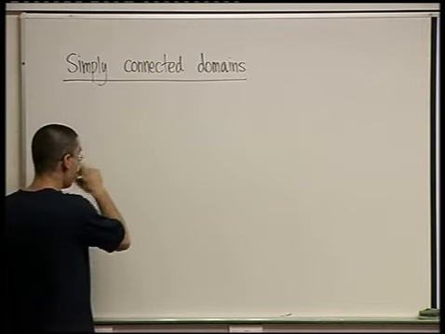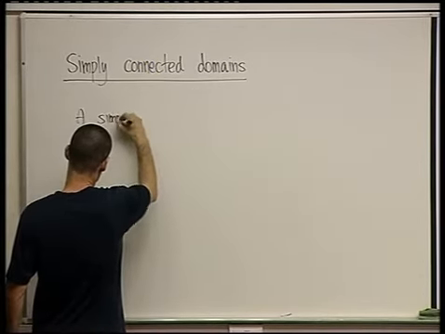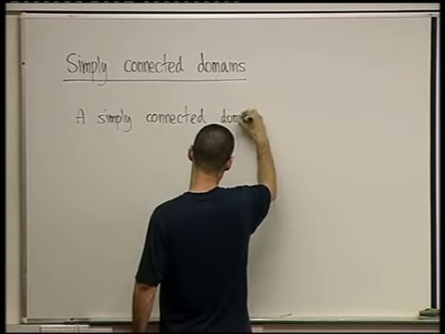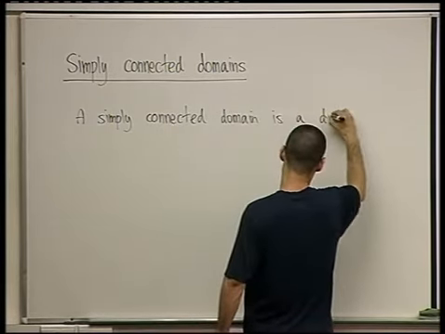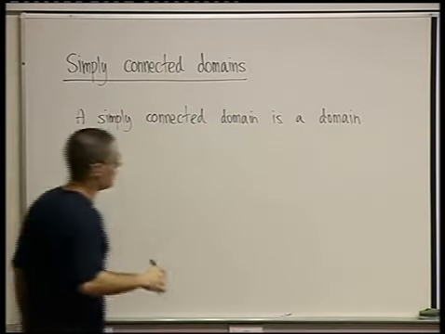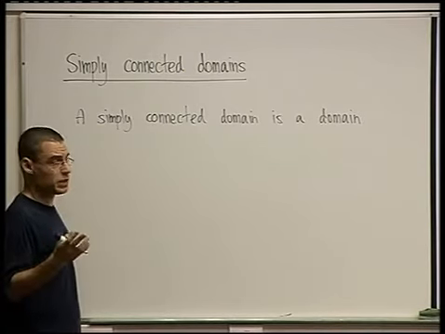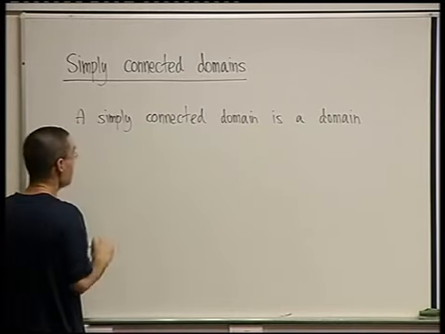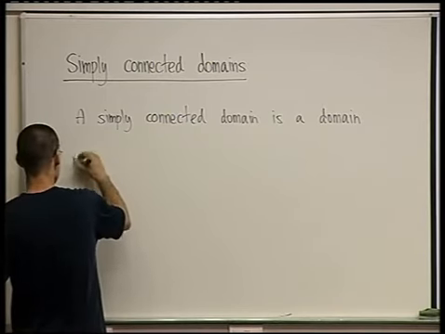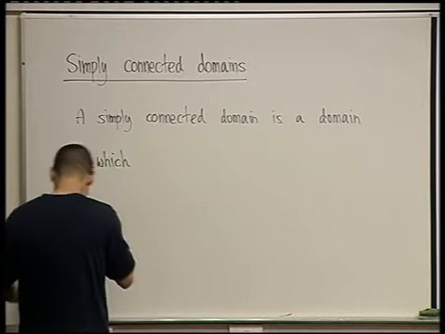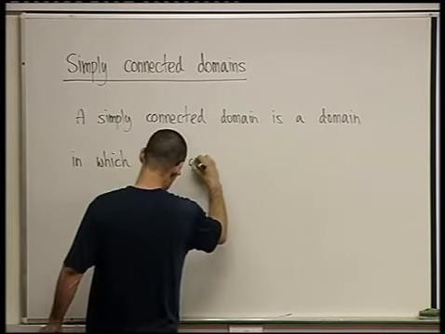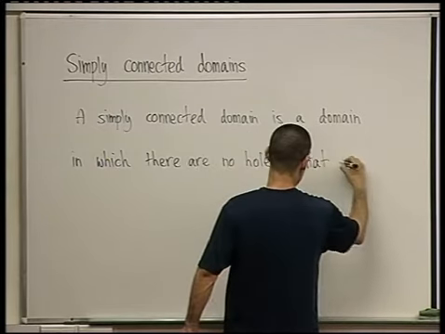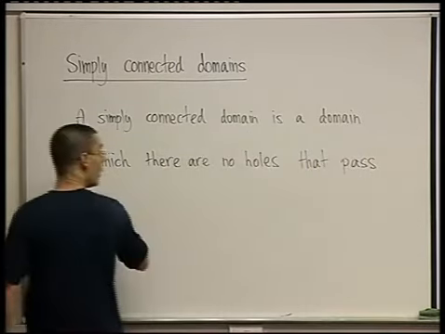So a simply connected domain is a domain, and this is completely general, but in our discussion, the examples that we're going to discuss, we're going to discuss separately domains in 2 dimensions and in 3 dimensions, because it's going to be somewhat different, is a domain in which there are no holes that pass all the way through it.